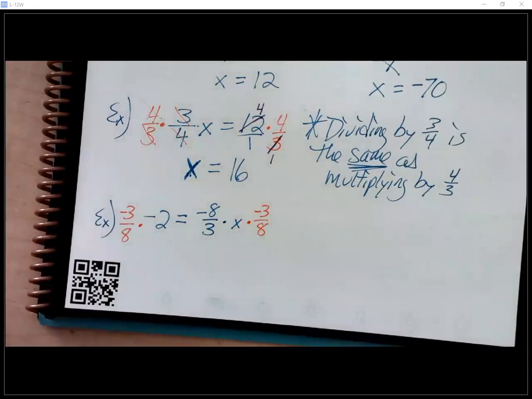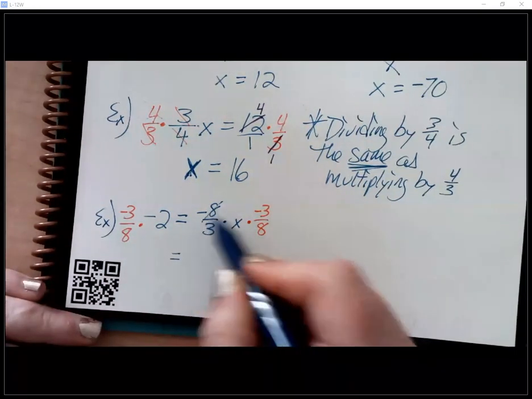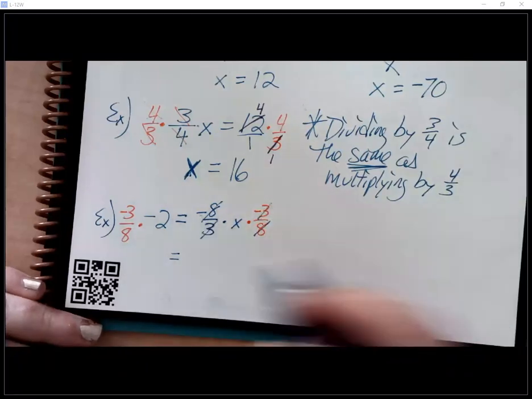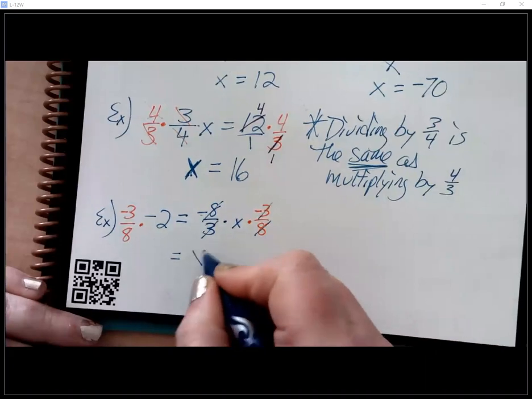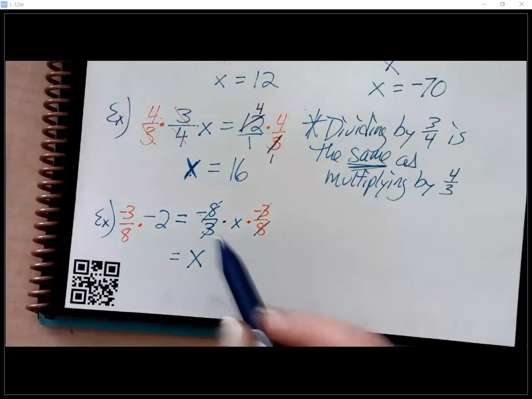Look what happens over here. Look at how the 8 cancels with the 8, the 3 cancels with the 3. A negative times a negative is a positive. So all I'm left with on the right-hand side this time is x. And that's what's supposed to happen. I'm supposed to get the variable all by itself. That's the whole point of why I did it like this. So all of these should cancel with each other.